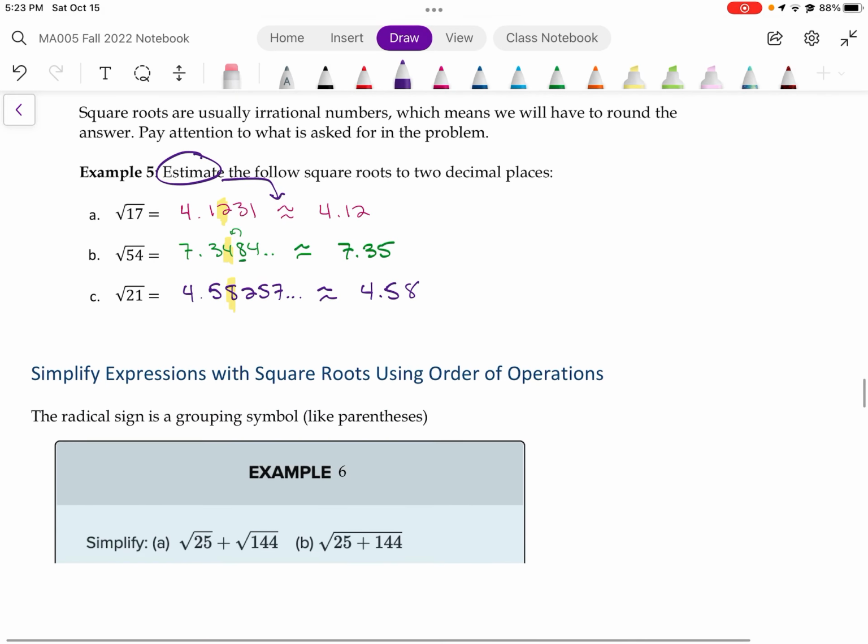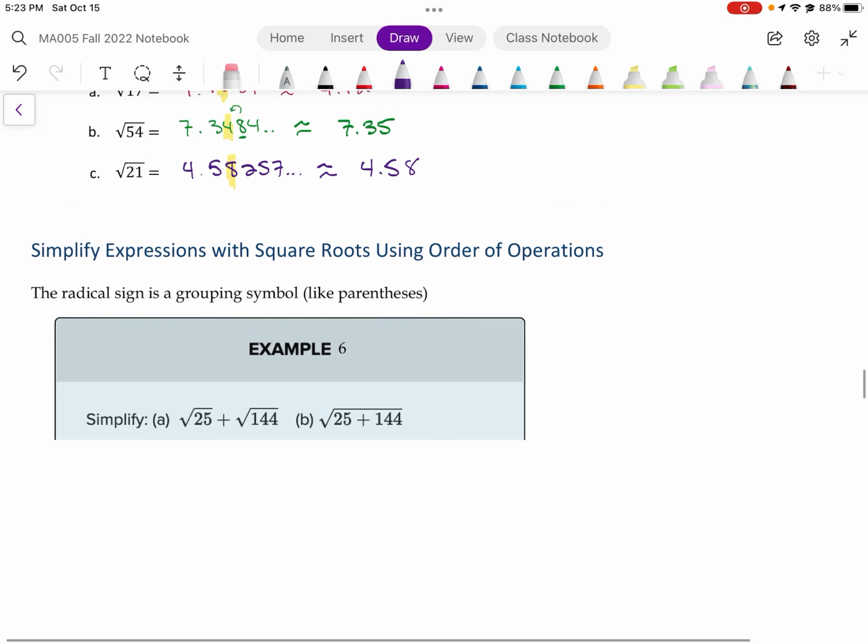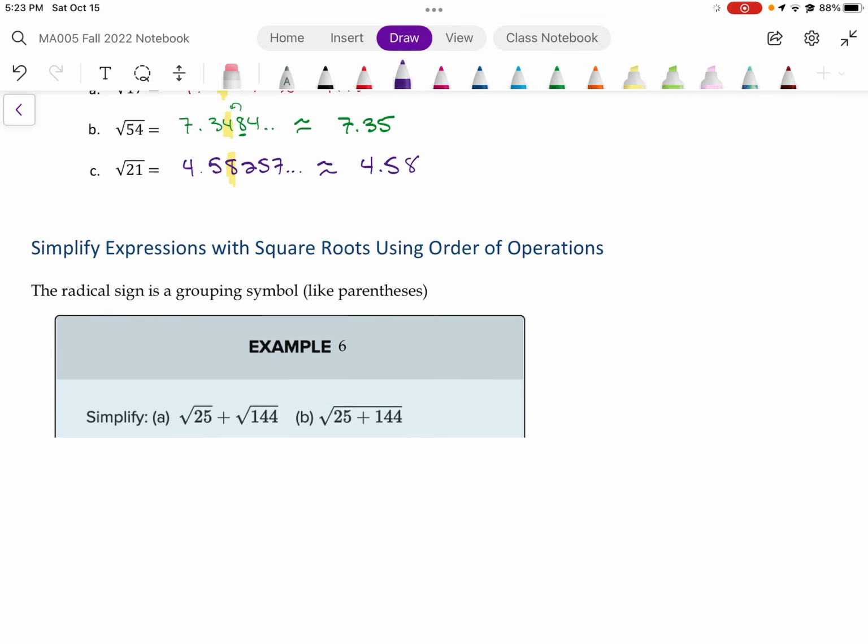Okay, so simplify expressions with square roots using order of operations. These are very important. People mess these up all the time. So we've got the square root of 25 plus the square root of 144. That's A. These act like parentheses, so be careful. The radical sign is a grouping symbol, so you really need to pay attention and do what's under each one separately. This is 5 plus 12, so we get 17.